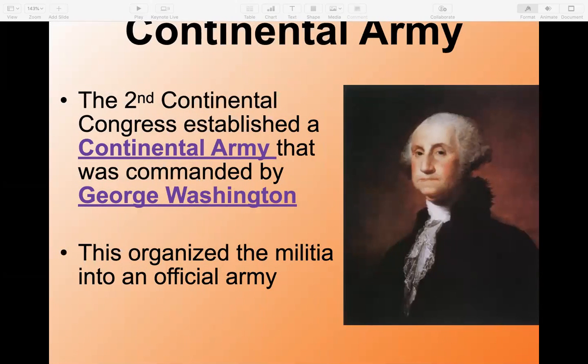Continental Army. The Second Continental Congress established a Continental Army that was commanded by George Washington. This organized the militia into an official army.